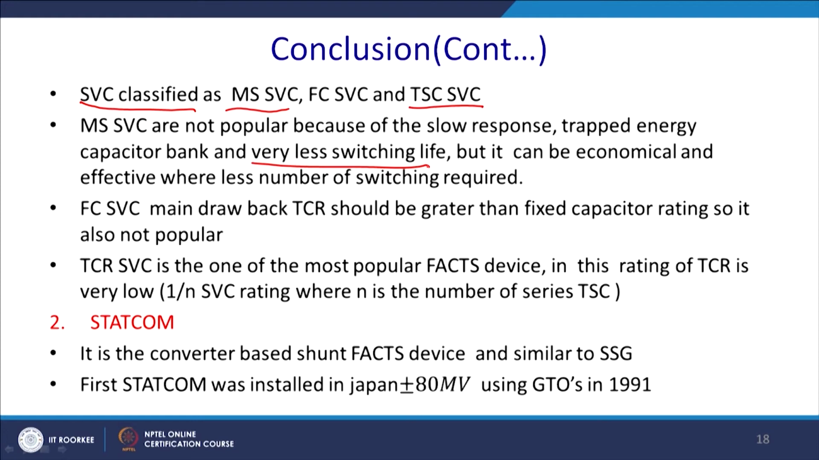In the same way we can have fixed SVC, which is kept in operation for a longer duration of time, and thus it keeps on operating. The advantage is definitely what we have seen recently, that is the TCR SVC. It has a huge advantage, and it is the most popular FACTS device. The rating of the TCR is very low, and we have the splitting of this rating by 1 by n, where n is the number of modules switched.